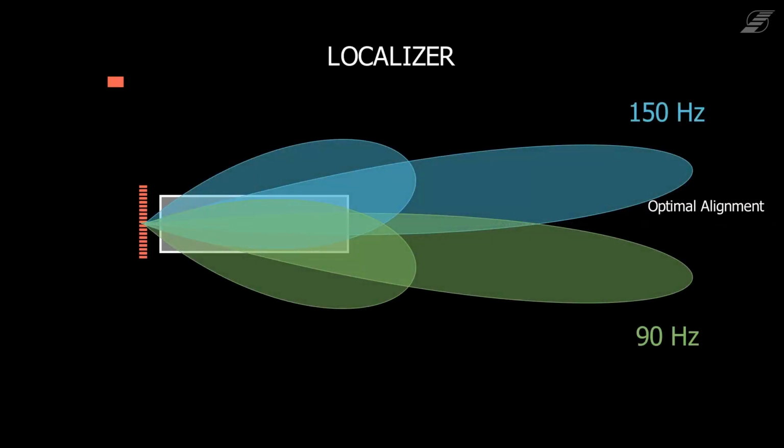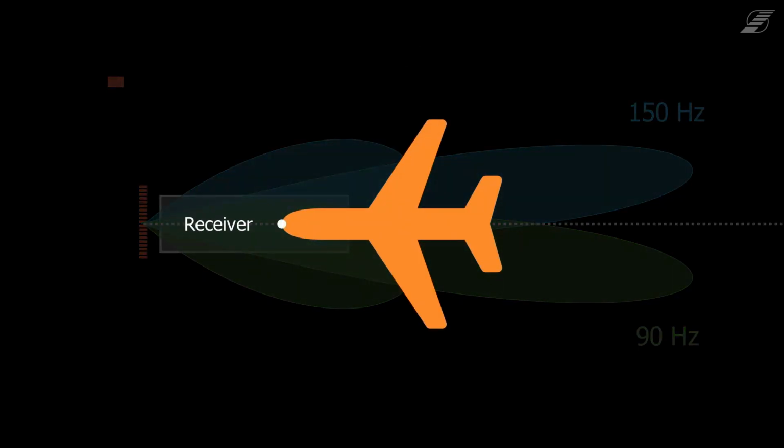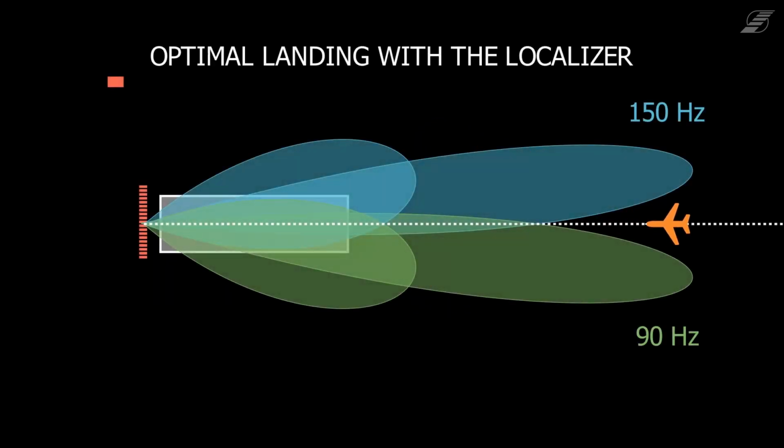The optimal landing approach leads through the two lobes of 90 and 150 Hz in a straight line to the runway, where the DDM equals 0. Now an optimal landing of an aircraft with the localizer is shown. The receiver of the localizer signal is located at the nose of the aircraft. The aircraft now approaches the runway in a straight line.